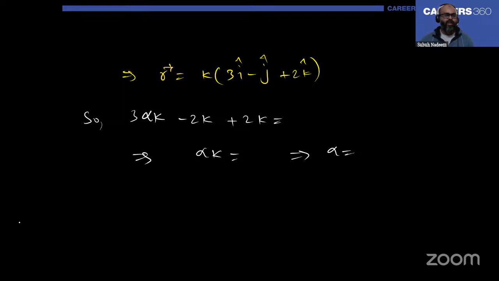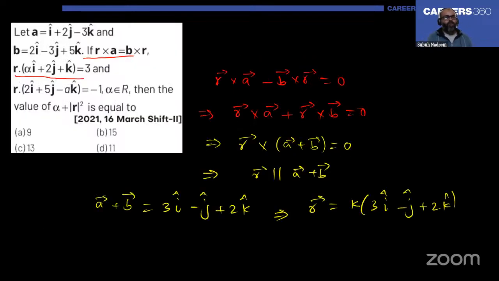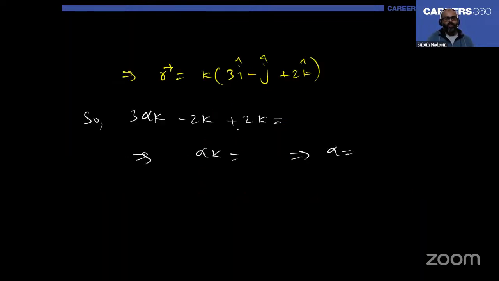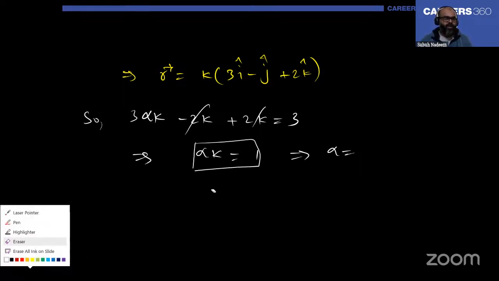The question is saying that the dot product of R with alpha i cap plus 2j cap plus k cap is equal to 3. So this is 3, which means 3 alpha k is equal to 3. This will cancel, which means alpha k is equal to 1. Alpha into k is equal to 1.